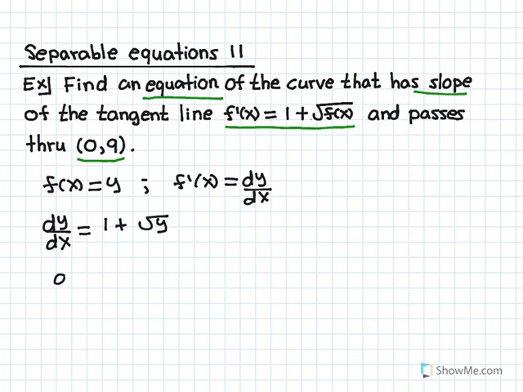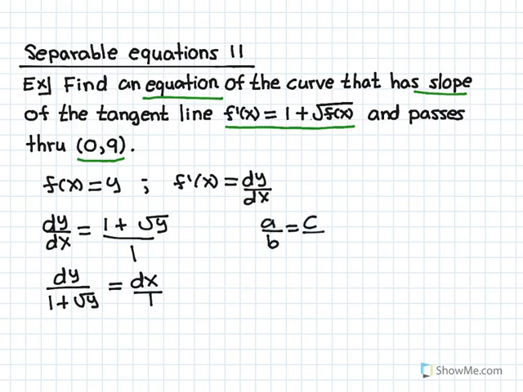So let's separate the variables. dy divided by 1 plus root y is equal to dx divided by 1. So this is just basic algebra. As an example, if you have a over b equals c over d, everyone knows cross multiplication, say ad equals bc. But there are other forms of what I call cross multiplication that you may not be aware of, and that can be very useful.